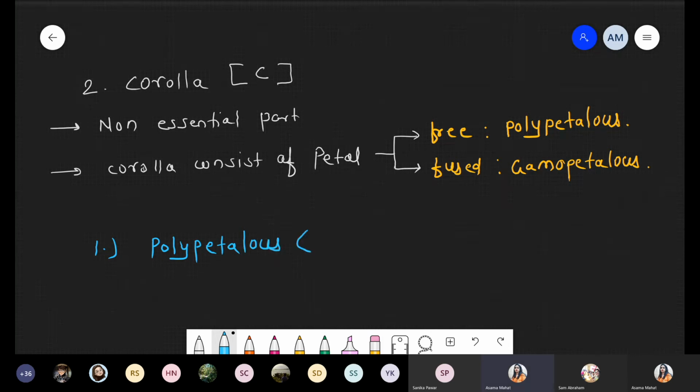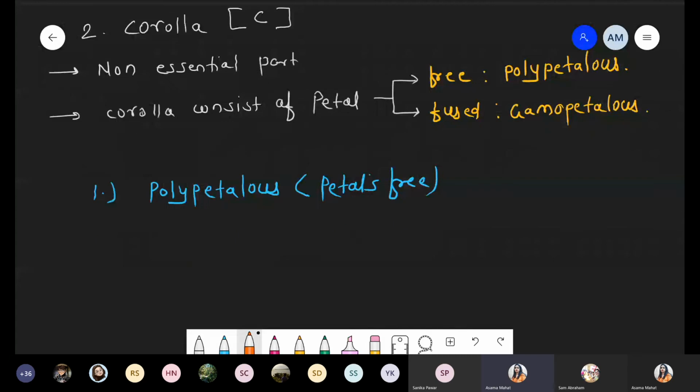We just discussed polypetalous, nothing but petals present in free form. Okay, poly. So under this condition, we are taking the first example, that is mustard. Mustard flower will be showing the polypetalous condition. And the other example we are taking is dianthus.